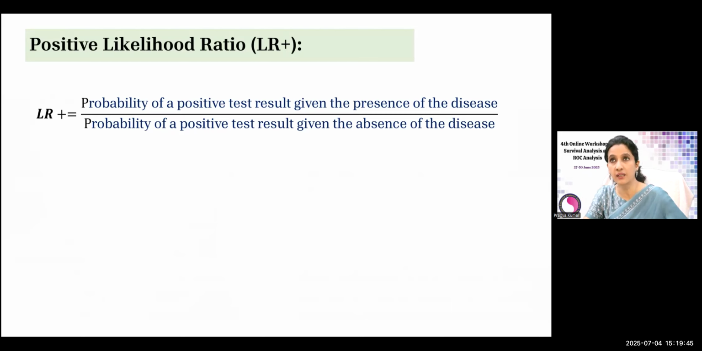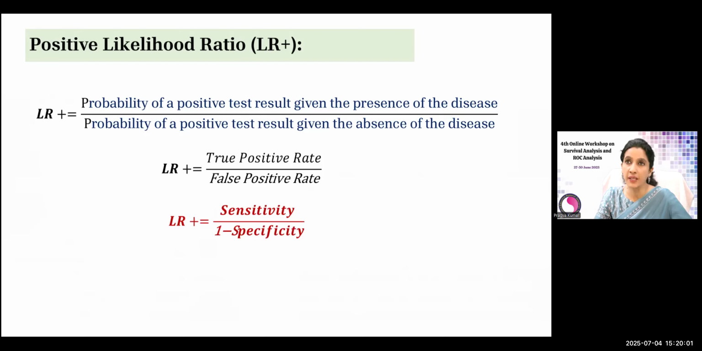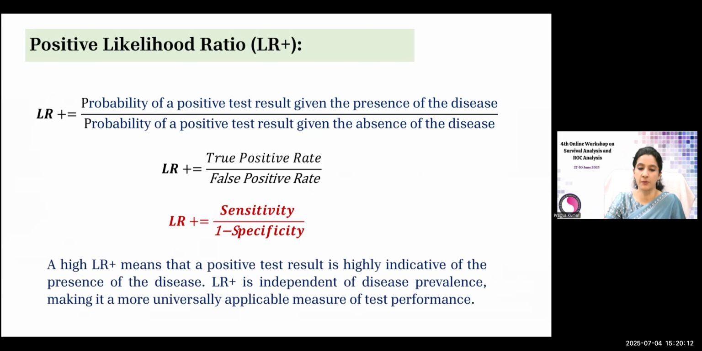So the numerator, that means positive test in case of presence of disease, is your true positive rate. And positive test in absence of disease is your false positive rate. So basically this LR plus is the ratio of the true positive and false positive rate. That means true positive rate we write as sensitivity and false positivity as 1 minus specificity. So LR plus is the ratio of sensitivity and 1 minus specificity. If a test has a high positive likelihood ratio, we say that it is highly indicative of the presence of disease.